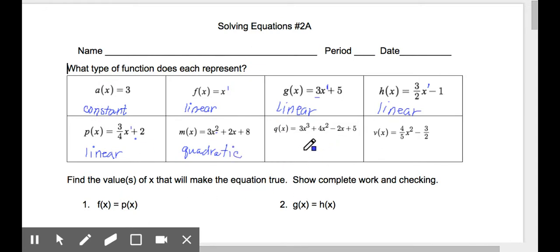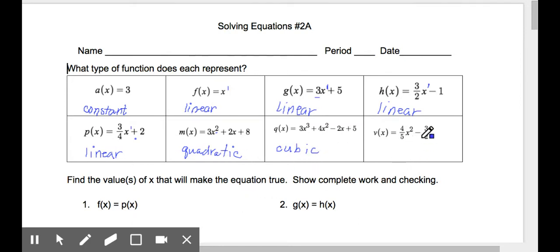Q of x is 3x cubed plus 4x squared minus 2x plus 5. So we have a constant term, an x squared term, and an x cubed term. So since the highest exponent of x is 3, the q of x is a cubic function.